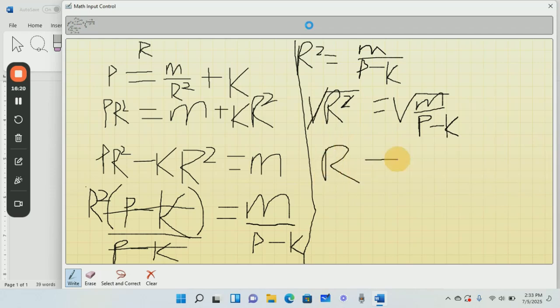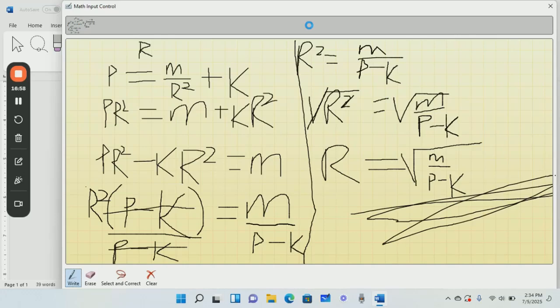So r equals the square root of m all over P minus k. So this is our final answer. We have made r the subject of the relation.